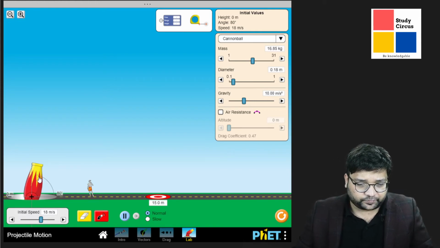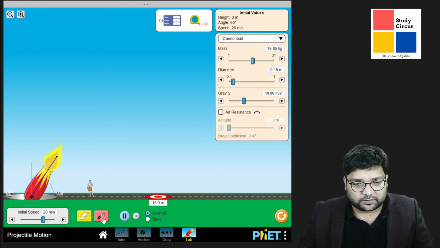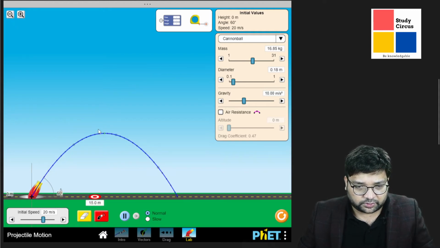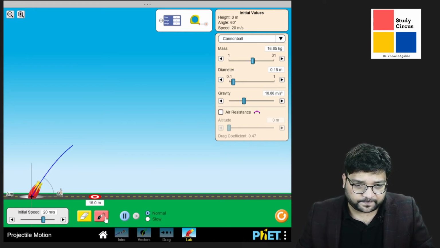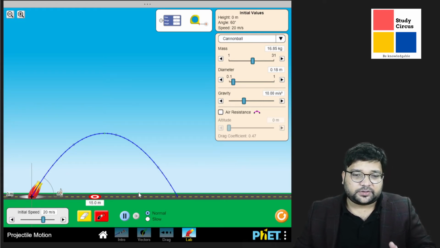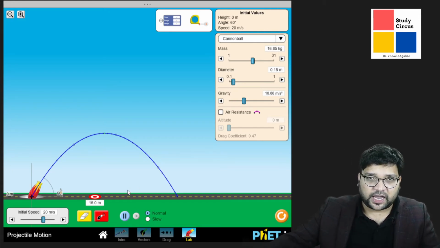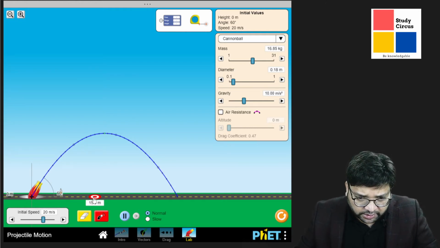Now let's say we throw the projectile at an angle of 60 degrees, at an initial speed of, let's say, 20 meters per second. So it overshot. This is the path of this one. I'll just show it once again. See, this is the path. How far it has fallen from the cannon is the range. This is the range. So let's see what is the range of this one.